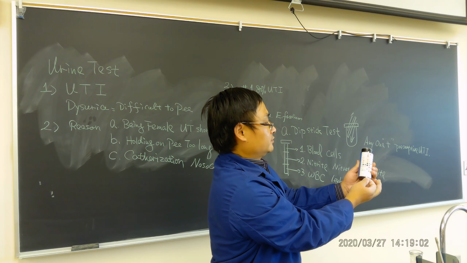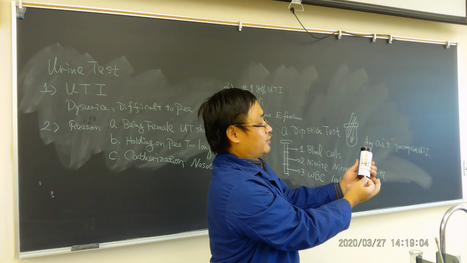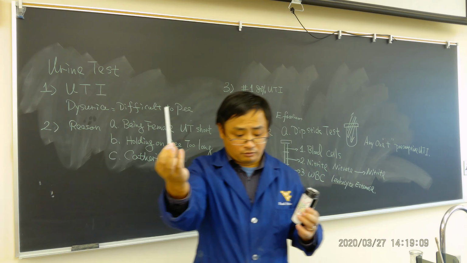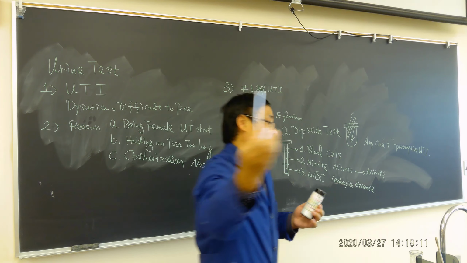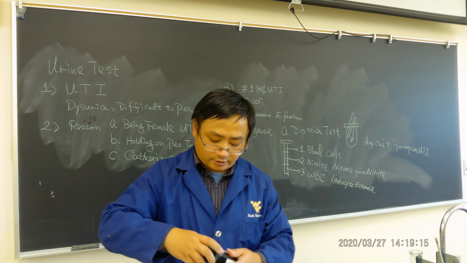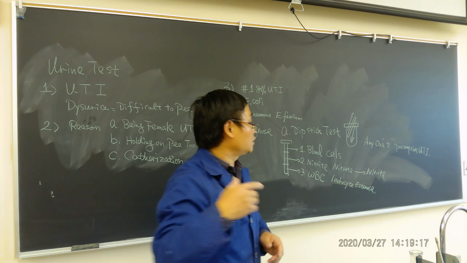So we compare. Blood cell is very red, so we compare these color sheets. Okay, that's what we do. I'll just give you a demo. That's a dipstick test. You don't have to do it. I'll just show you how to do it.